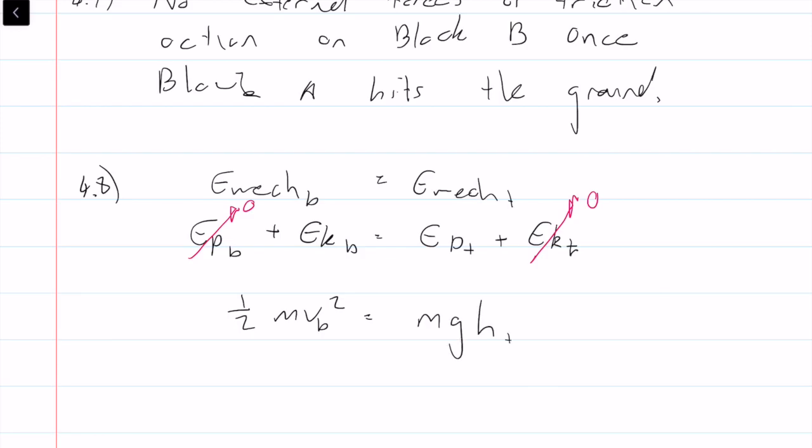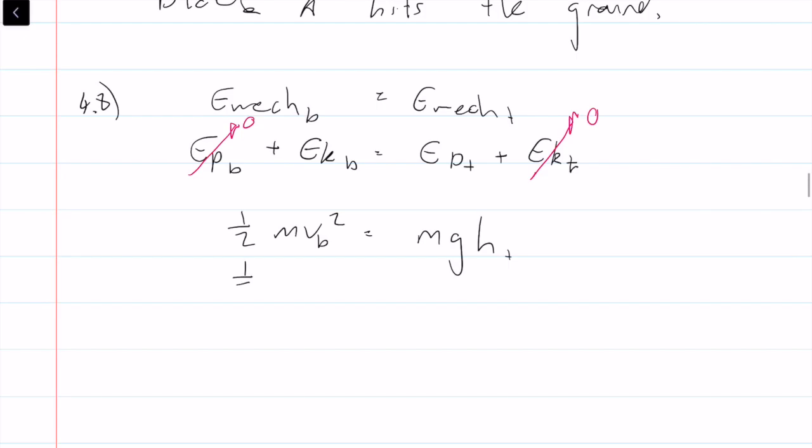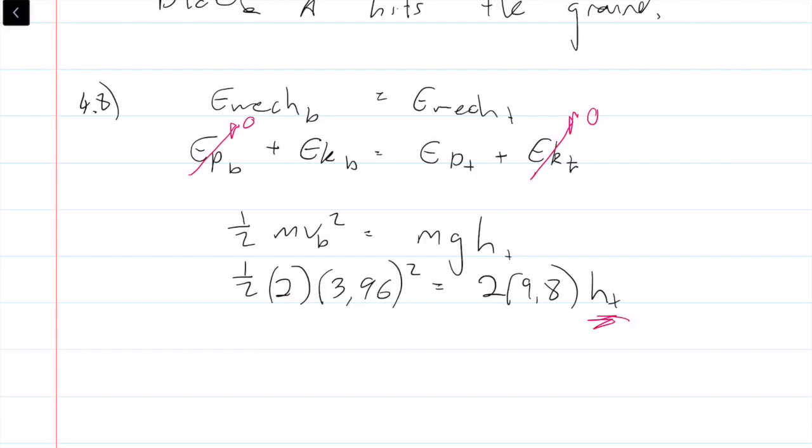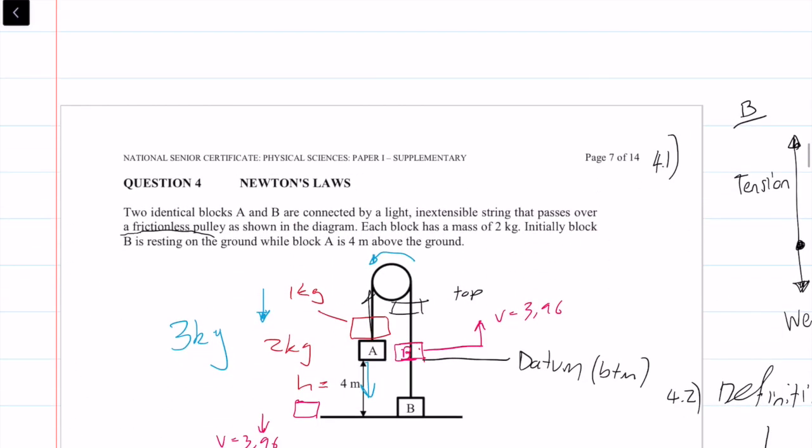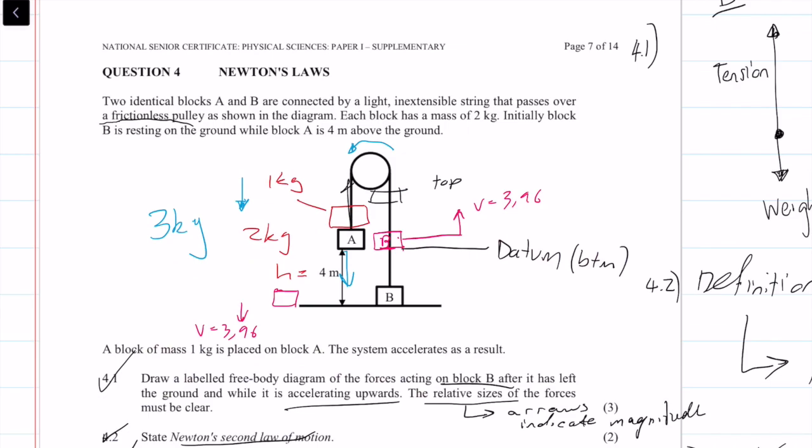So half the mass of B, which is 2 kilograms, times the velocity, which is 3.96 squared, is equal to the mass times gravity times height at the top. The only unknown here is our height, so we can solve for the height, and the height equals 0.8 meters. So what we know is that at the top, it gets to 0.8 meters.